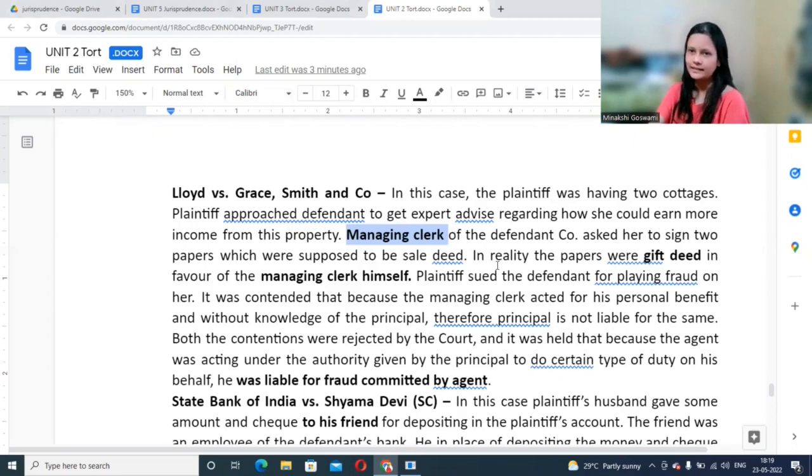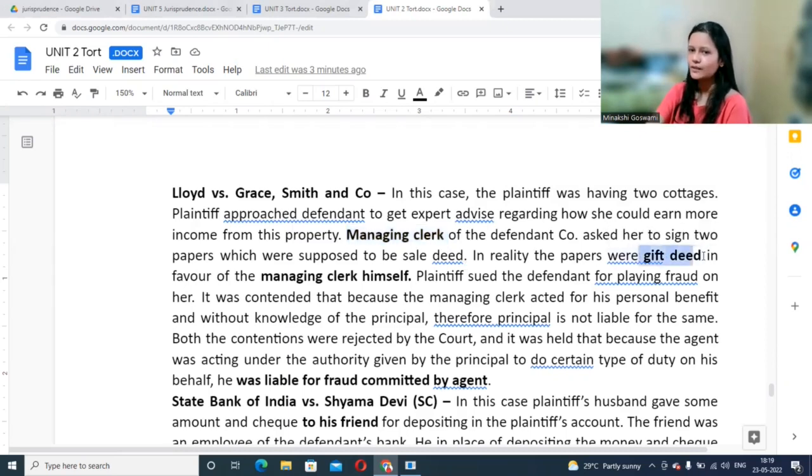as if it was a sale deed. He gave the impression that this is how you can maximize your profit: you can sell both these 2 cottages and you will be able to earn enough money. So you sign on these 2 papers which were supposed to be sale deeds. She also signed on these papers, but in reality, these were not sale deeds.